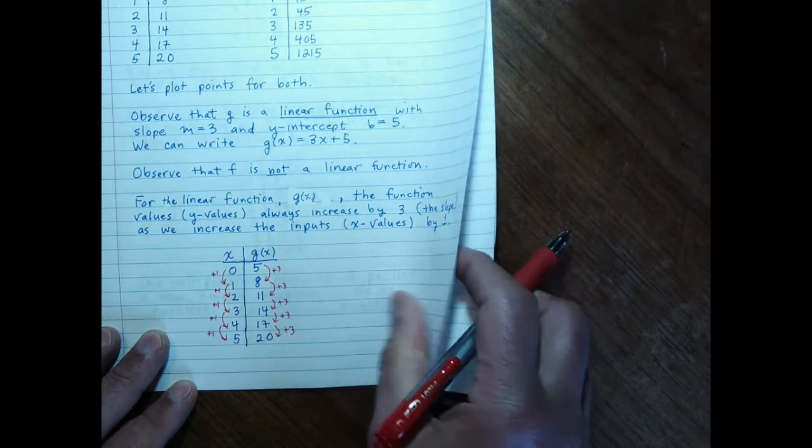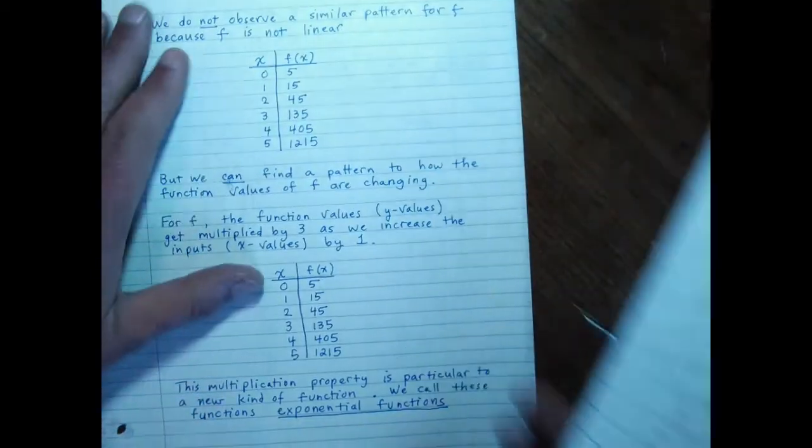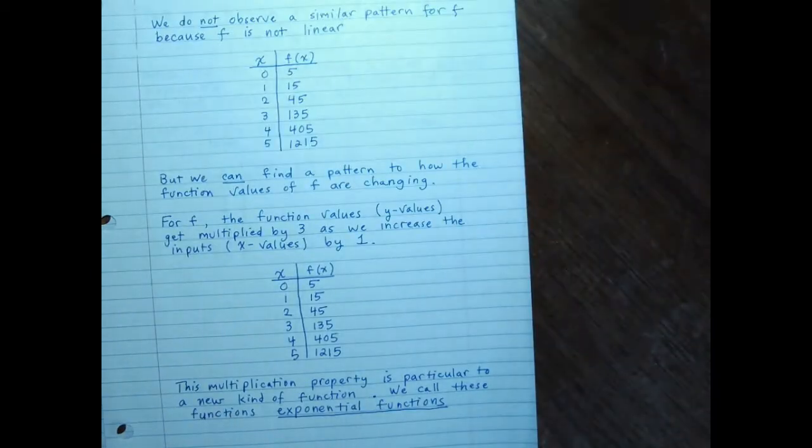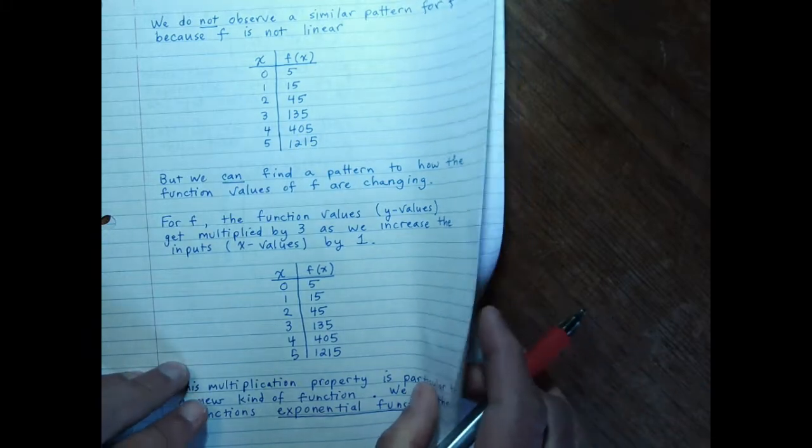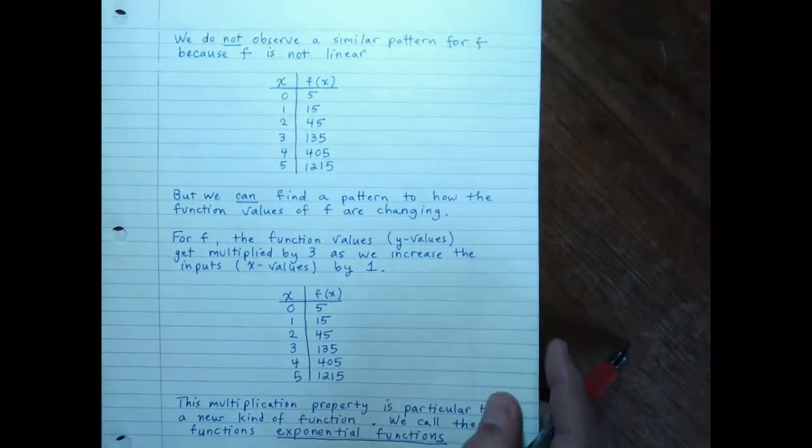In fact, that's sort of a numerical way of thinking of what the meaning of the slope is for that line. Now let's take a look at the table of values for f.